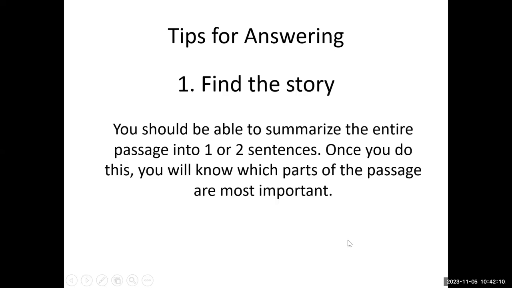What are the tips for answering the questions? There are 2-3 things that you should definitely do. Number one, whenever you read anything from now on, you should try to find the story. Find the story means you should be able to summarize the entire thing into 1 or 2 sentences.